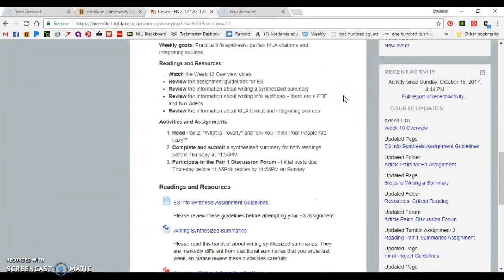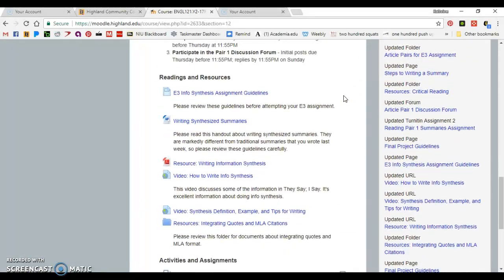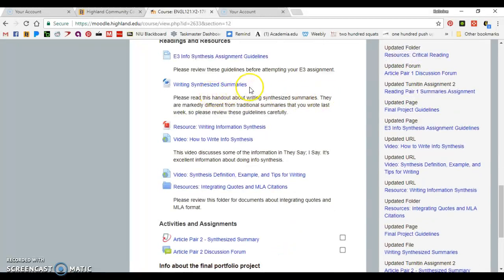Okay, here we go. One thing that's going to look a little strange to you is synthesized summaries. So last week we just did straight summaries to get you remembering what a summary is and how to think about a summary. So regular summaries are very short and they're about a single article. A synthesized summary is a single paragraph that summarizes and synthesizes both articles. So in your essay, that summary paragraph will have to be a synthesized summary.